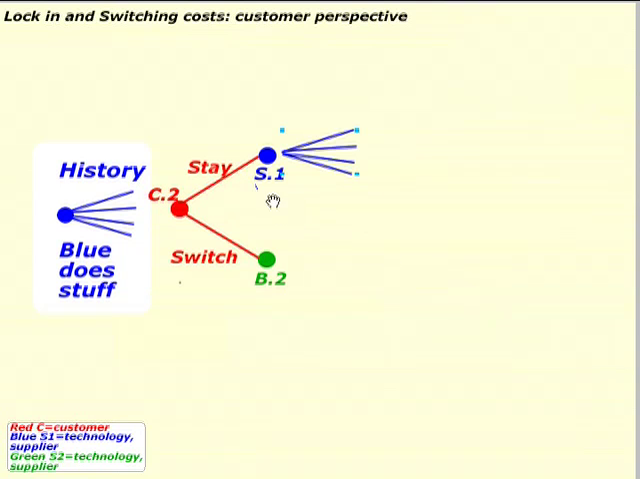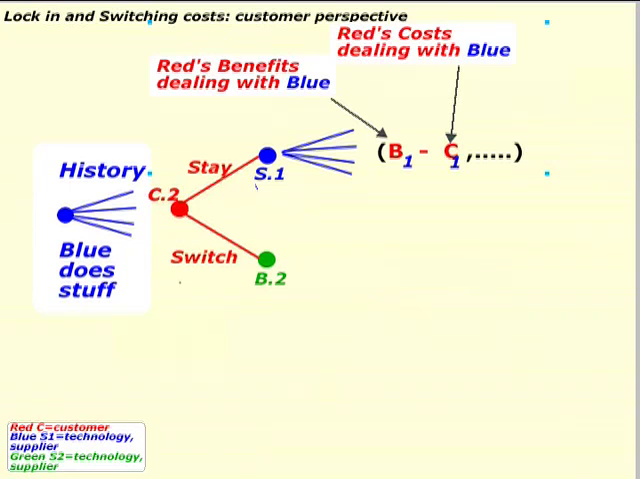Now, if he stays with the blue supplier, they'll do some more stuff, and we can look at the benefits and costs to the red player. The idea here is, instead of putting just a rank ordering, we're asking what the red player thinks about this. Well, there are some benefits he gets out of being in this relationship with his supplier or using this technology, and there are some costs. You could think of the cost as the price that the blue guy will charge, and the benefit as some measure of the dollar benefit that the red player gets out of this whole process, okay?